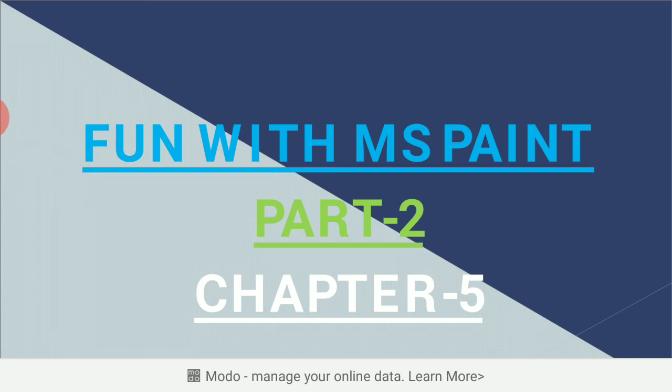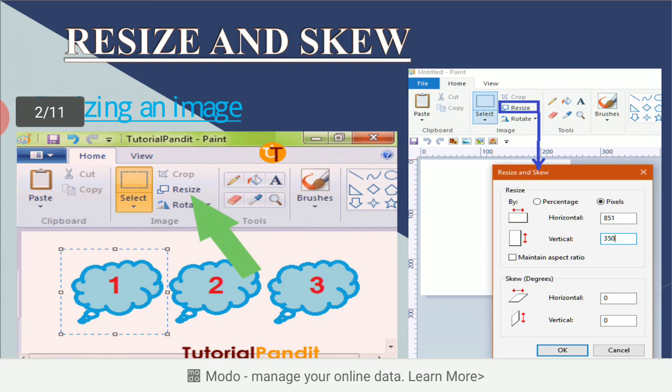Yes, in our last video you have learned about fun with MS Paint part 1. You also had learned what is MS Paint, how you can start your MS Paint, what is quick access toolbar, what is color plate, tabs and tools in MS Paint. So in this video you will learn part 2 of your chapter, that is fun with MS Paint. So let's start with the resize and skew.